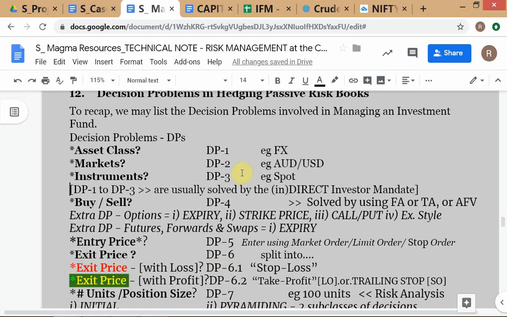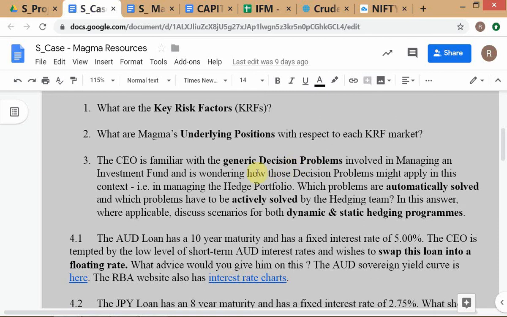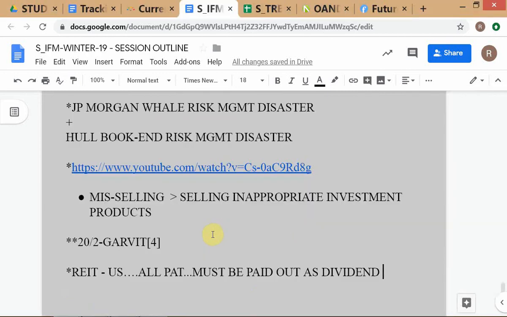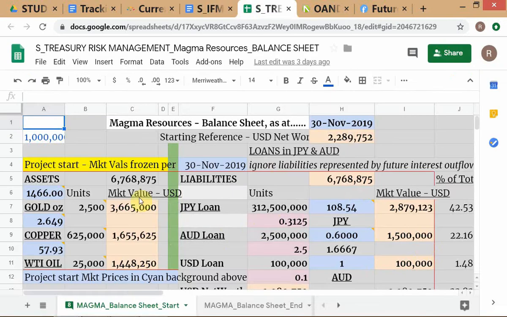This is the question that he has, how these decision problems might apply in managing the hedge portfolio. So he's referring to the decision problems that we have already discussed for managing an active risk book, a spec book. Now he's asking, do these same problems apply in managing the hedge portfolio? Remember, your problem here is to manage the hedge portfolio because you can't touch the underlying positions. Your decision problems are all focused on constructing and managing the hedge portfolio.